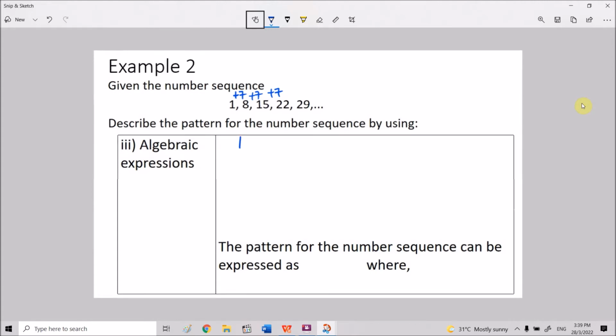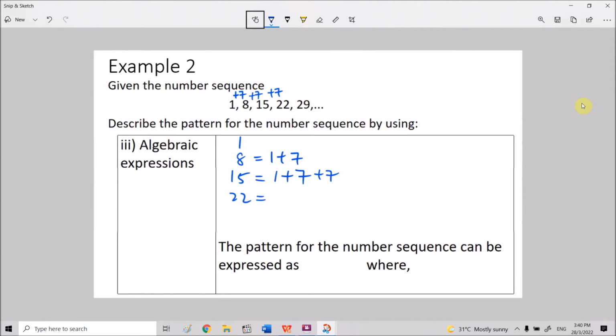We start with this 1, 8, 15, 22, and 8 is equals to 1 plus 7, so 1 plus 7. And again, 15 is equals to 8 plus 7. So we can write this as 8 plus 7. And 8 is actually 1 plus 7. So we replace the 8 with 1 plus 7 here. So this one, we substitute into the 8 here, we get this.